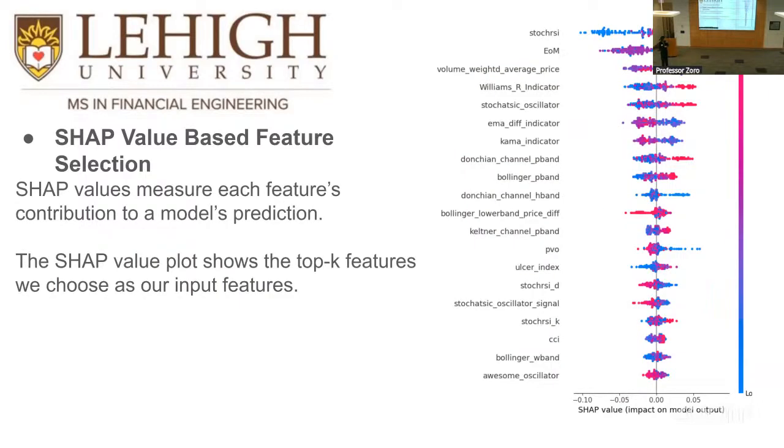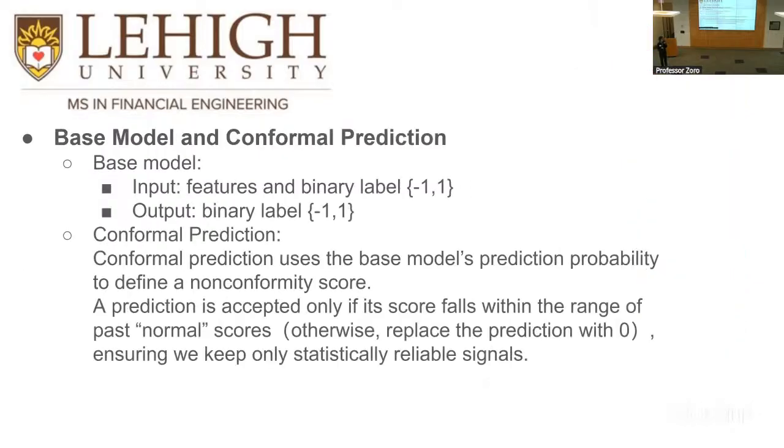This plot shows the top 20 features we choose as our input features. We use the SHAP value. The feature with the largest absolute SHAP value indicates it has the largest contribution to our model prediction. So we use these as the input features to our base model.